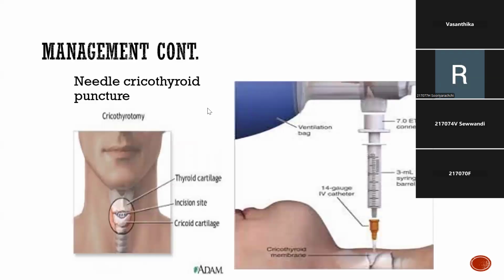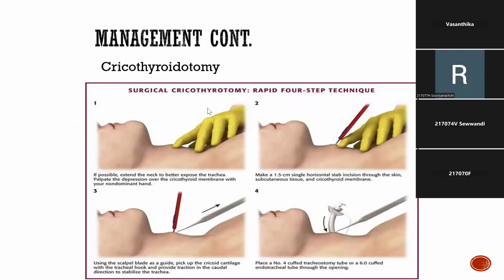If you do not have the facilities to do anything, what alternative is there? The needle cricothyroidotomy. You can take a wide bore needle, or a wide bore cannula, and you puncture in the cricothyroid membrane area and connect it to a 3 ml syringe barrel and connect that to a reservoir bag for you to flush some oxygen until you do the proper procedure. So this is the cricothyroidotomy procedure.